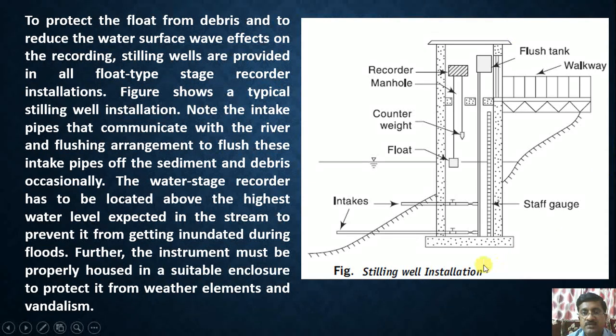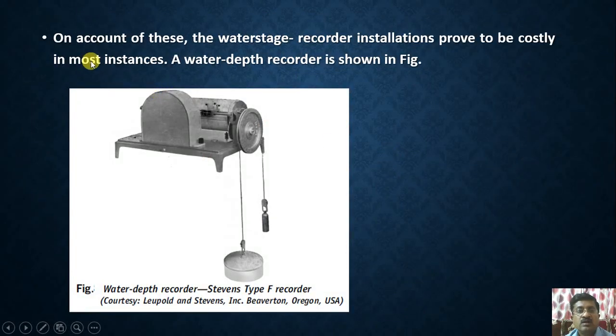So this is a typical section of a stilling well installation where we have to keep watch on two major things. In a recorder type manhole, we have to keep watch on the counterweight and the float. On account of this, water stage recorder installations prove to be costly in most instances. A water depth recorder is shown in the figure.